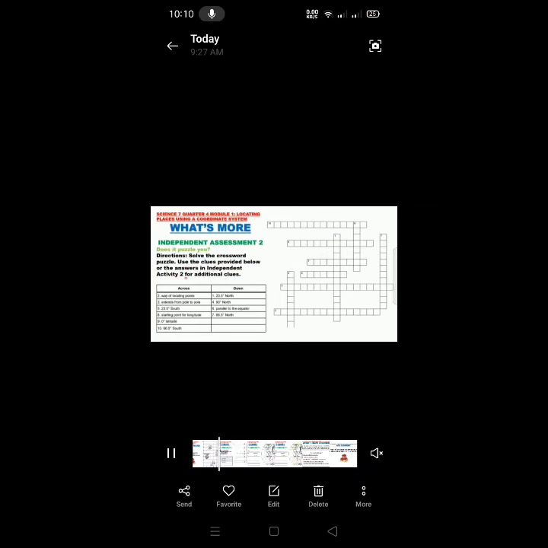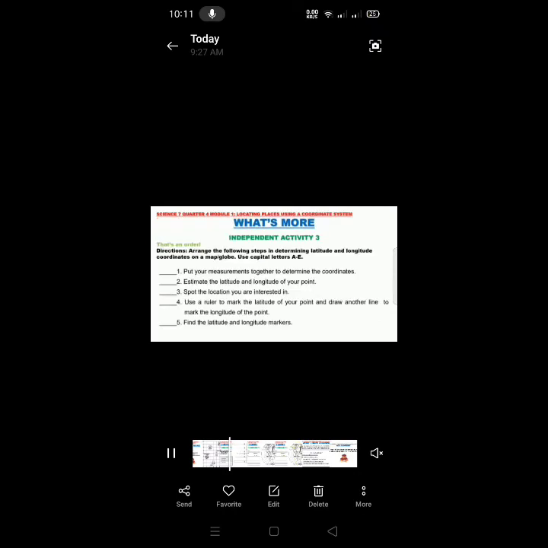So you need to solve the crossword puzzle for your independent assessment 2. Use the clues provided below or the answers in independent activity 2 for additional clues. So it is a puzzle activity. The given definitions are already inside the table, and you just need to come up with the answers provided in the data below. So that is for your independent assessment 2.